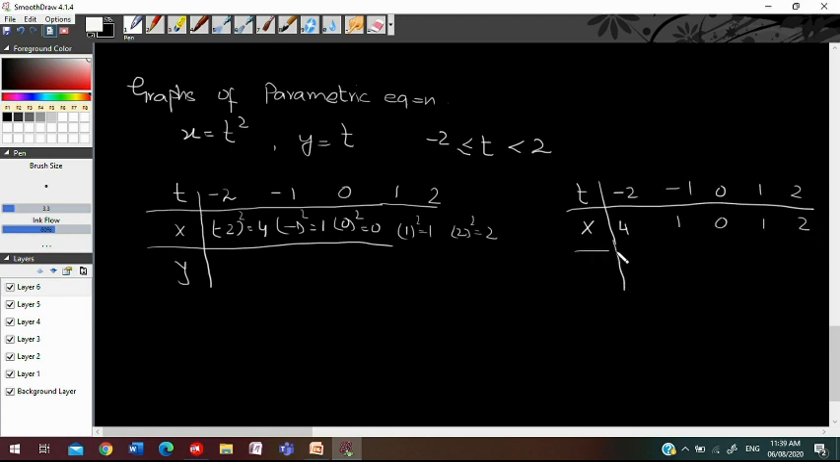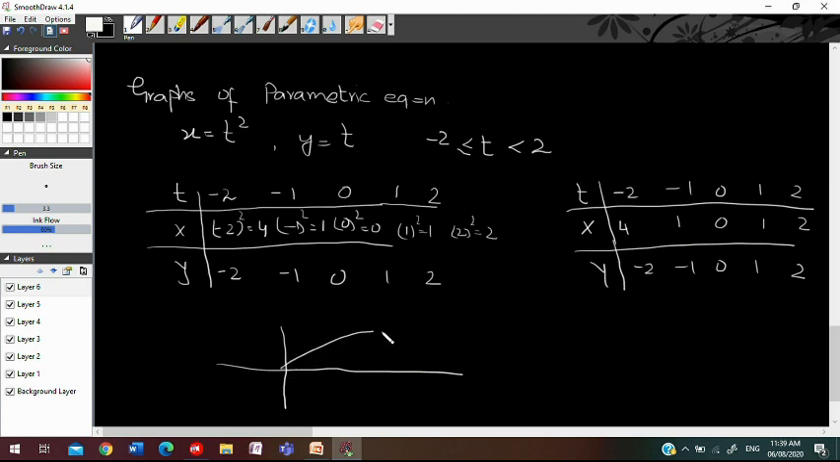Similarly, the same calculation happens for y. When t is -2, y is also -2, then -1, 0, 1, 2. Now you just make the graph. First you make the graph for t and x, then for t and y, and finally you join the graphs. And this type of graph looks like this when you draw the lines.